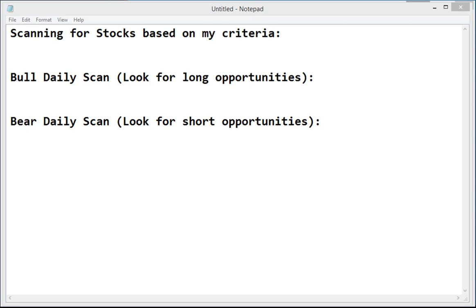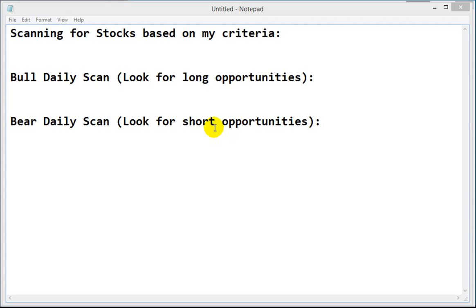So what I did before I got started here was I listed the bull daily scan. In here we're going to be looking for long opportunities, and also a bear daily scan in here where you're going to be looking for shorting opportunities. These are more likely the swing types of trades where you can hold it for a day to a couple weeks or something.